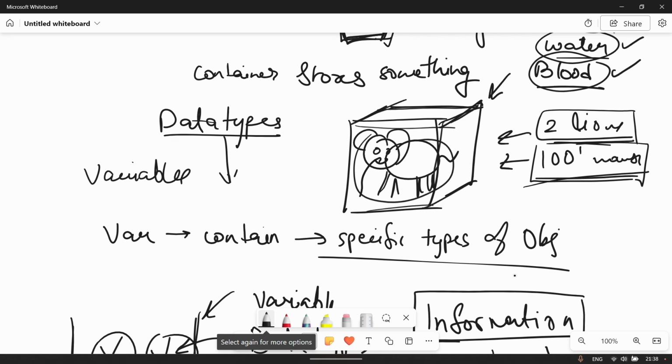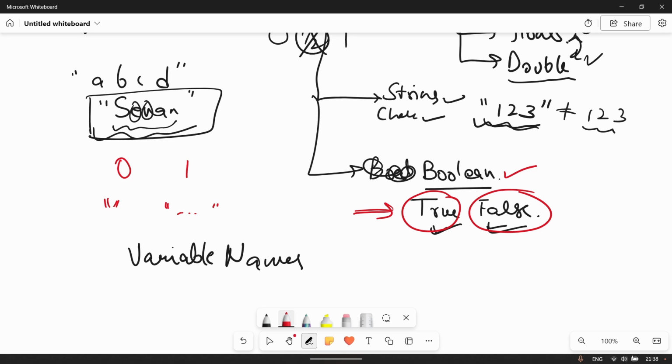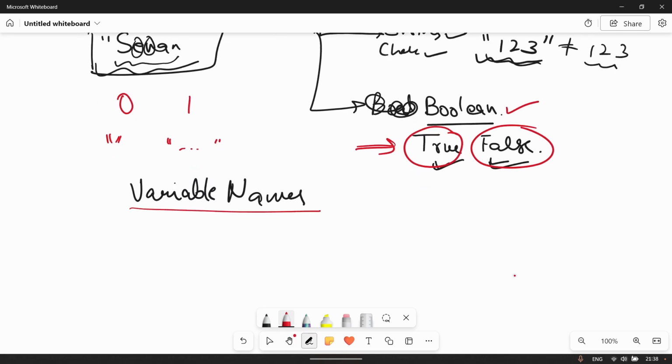Either you will tell me that there is a blue box, or you will say there is a red box in so and so place, elephant is inside that, right? You are trying to define this location of this container somewhere, right? So the way you reference it, or the way you tell me where it is located, or how you tell someone what it is called, right? Every container has a name which is known as its variable name.